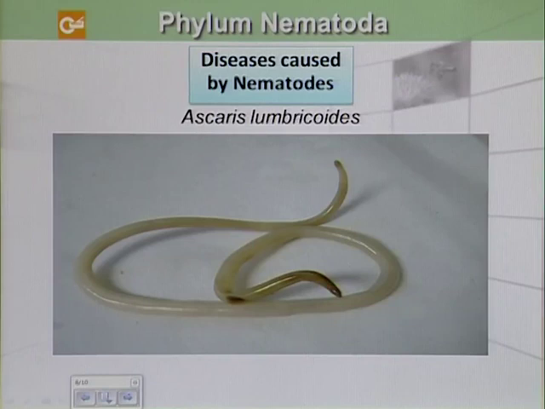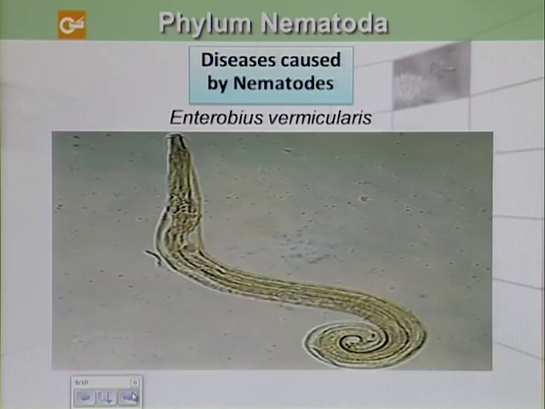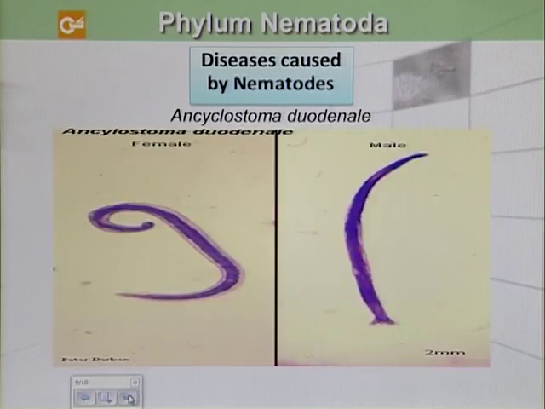Now it is important to point out here that they cause numerous diseases. For example, Ascaris lumbricoides, it is an intestinal parasite of man, and Enterobius vermicularis, which is commonly known as pinworm, और ये human cecum, colon और appendix में present होता है, and it lives there as a parasite and causes diseases too.